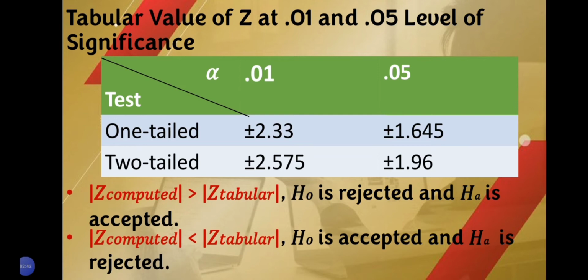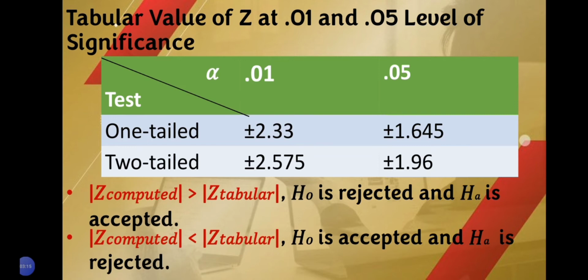So, under the 0.01 level of significance, ang one-tailed test, ang value niya is positive or negative 2.33. Tapos sa two-tailed test naman is positive or negative 2.575. Under the 0.05 level of significance, the value of one-tailed test is positive or negative 1.645, and for two-tailed test naman is positive or negative 1.96.